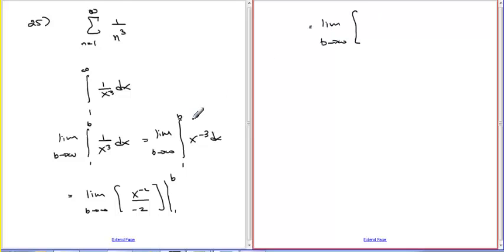So this is the same as negative 1 over 2x squared. The upper limit is b, and then we subtract, so the negative sign gives a positive 1 over 2 times 1 squared. And when we let b go to infinity, this stays the same, and this goes to 0. You get 1 over infinity squared, which is 0. So we just end up with 1/2.